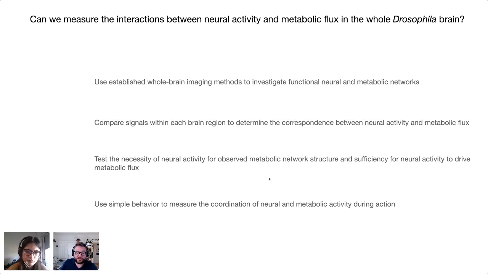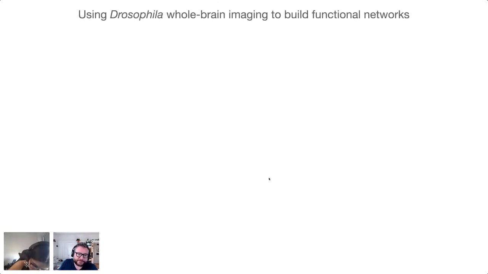And then I'm going to look at necessity and sufficiency of neural activity to drive metabolic flux and also to structure metabolic networks in the fly brain. And then finally, I'm going to end with the use of a simple behavior to investigate how the coordination of neural activity and metabolic flux occurs during normal neural activity. So let's get started with this.